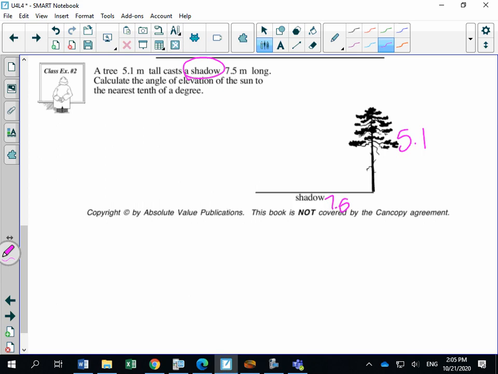Calculate the angle of elevation of the sun. So basically this is going to make a triangle, and then the sun's going to be back here somewhere, and the angle of elevation is always measured from the horizontal, so it would be that angle there. That is our angle X. That's what they're looking for. So let's give that angle a set of eyeballs and label this guy.